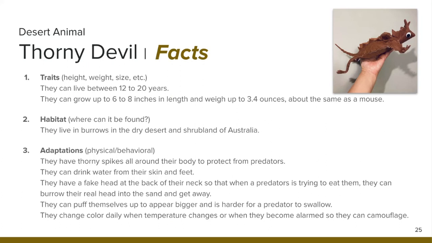Did you know they have a fake head at the back of their neck so that when a predator is trying to eat them, they can burrow their real head into the sand and get away? They can puff themselves up to appear bigger and bigger, and it is harder for a predator to swallow them. They change color a lot when the temperature changes, or when they become alarmed or scared, so they can camouflage.